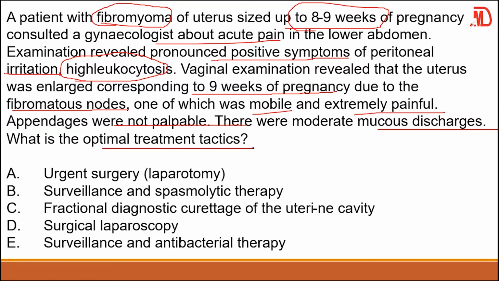Again, we've said a number of times that most fibroids do not require any treatment. They can just go away on their own, with surveillance or conservative treatment.